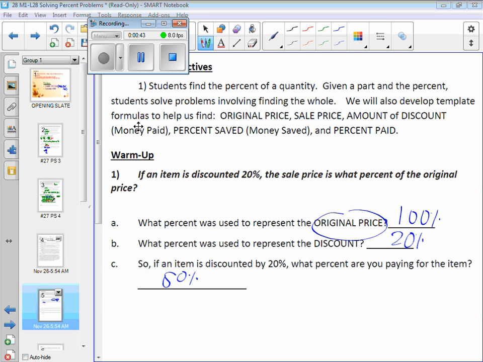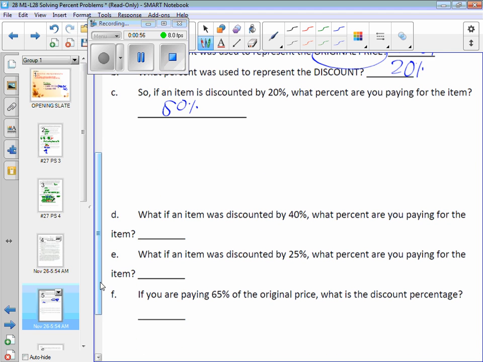You really have to understand the difference between a discount percentage and the percent paid, which is also known as the sales price percentage, in order to understand 28. All right, what about D? If an item's discounted 40%, what is the percent paid? 60%. How many have 60%? Okay, if it's discounted 25%, 75%.